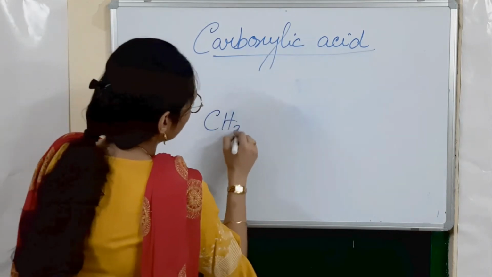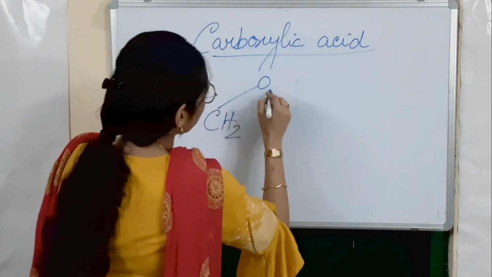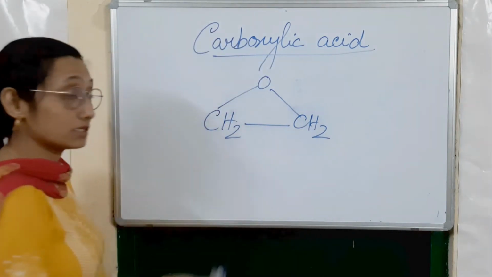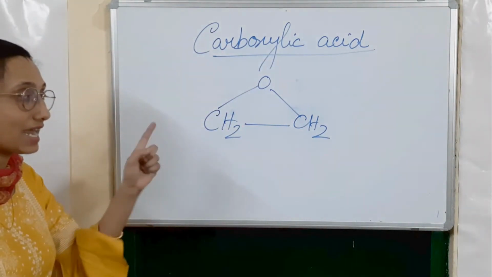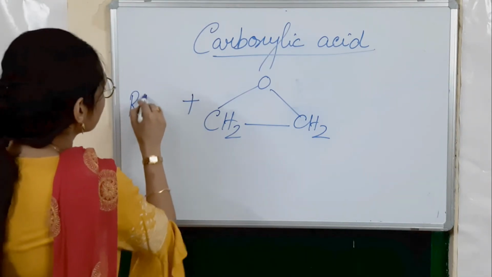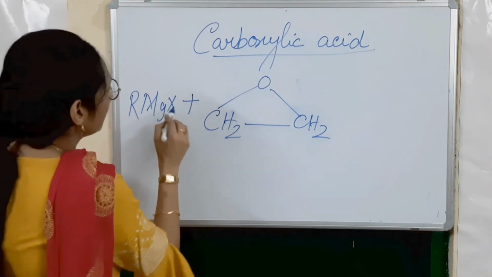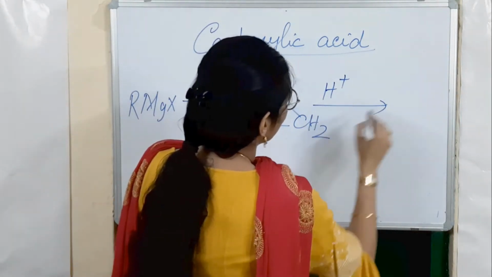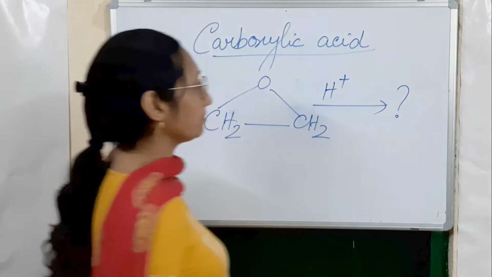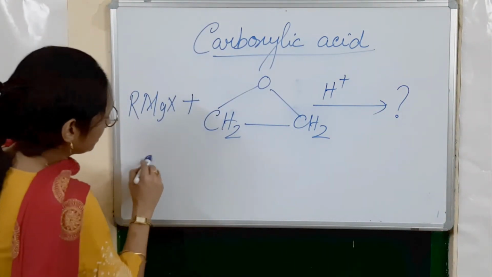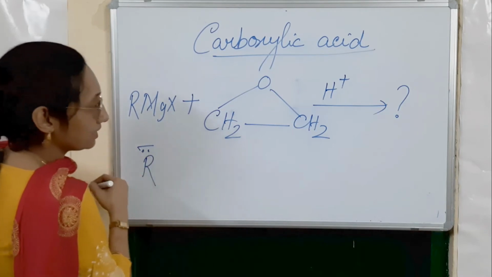Do you know what this compound is? This compound is known as ethylene oxide or oxirane. Now, oxirane plus Grignard reagent followed by decomposition with acid. What will be the product? Now, this Grignard reagent will give us R-.